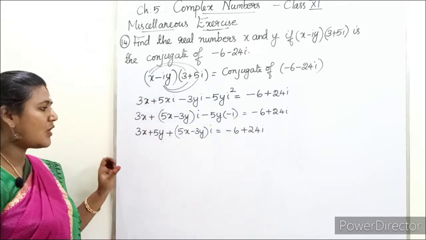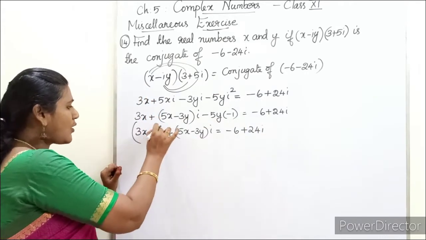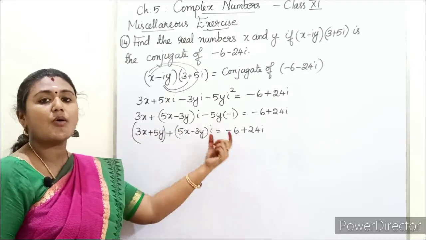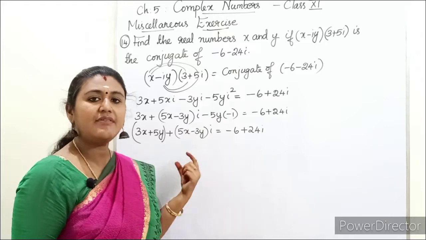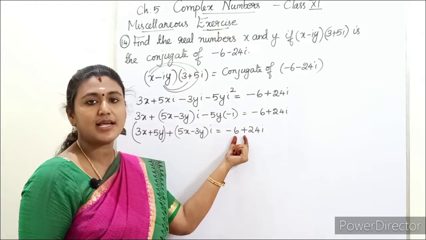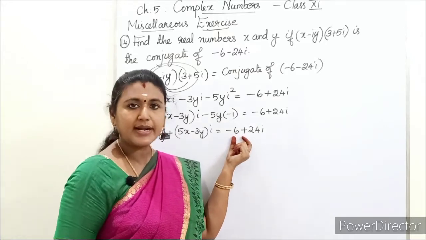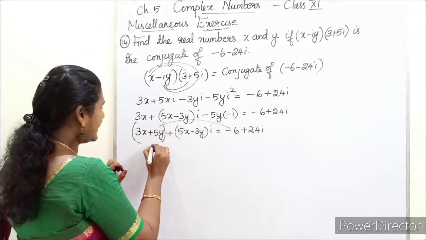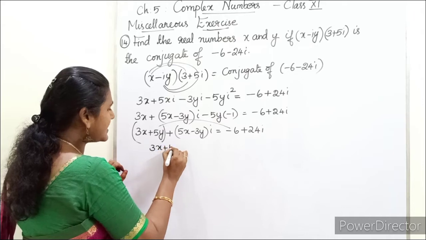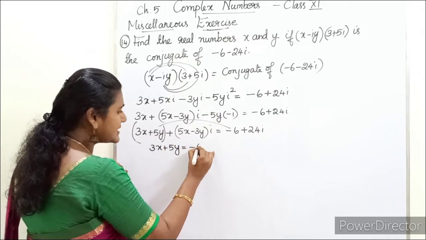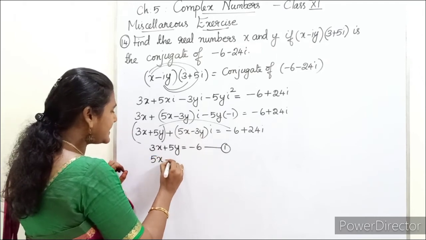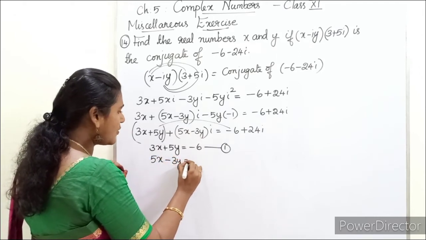So what did we get now? We got the left side as a complex number and the right side is also a complex number. Two complex numbers are equal. When can we say two complex numbers are equal? If their real part and imaginary part are equal. So we can equate the real part, that is 3x plus 5y is equal to minus 6. This is the first equation. And similarly for the imaginary part, 5x minus 3y is equal to 24.